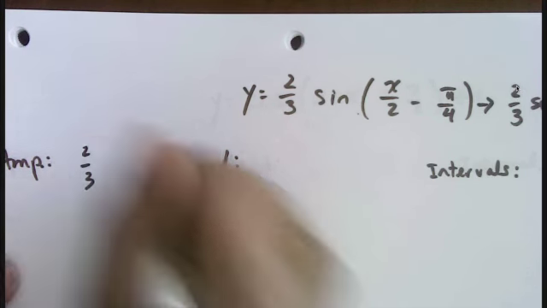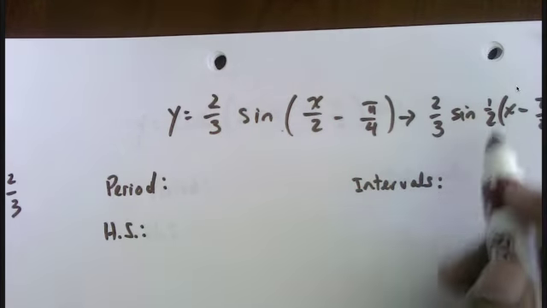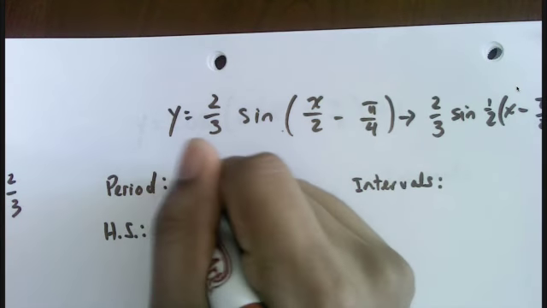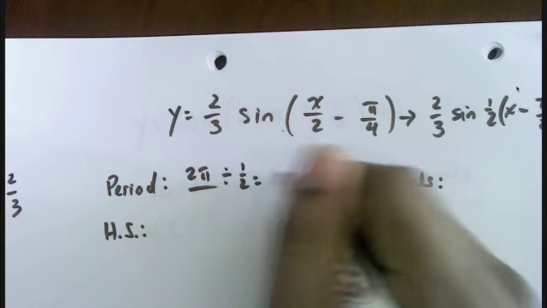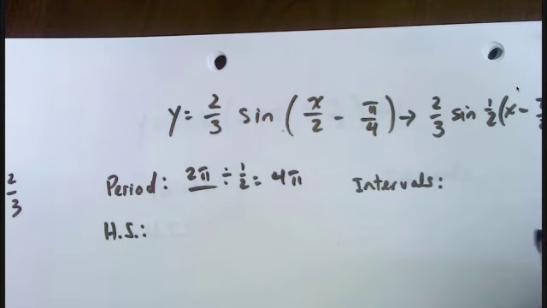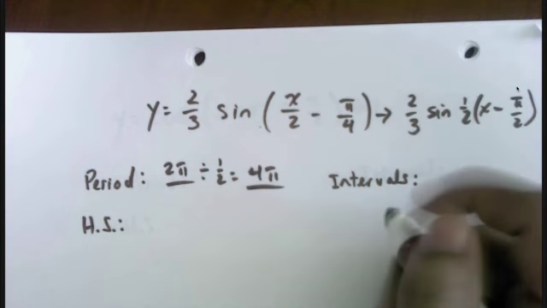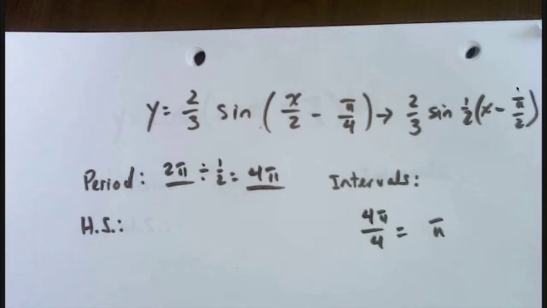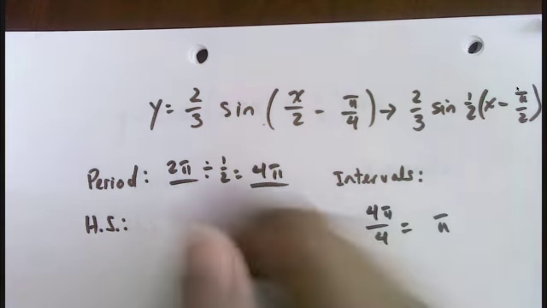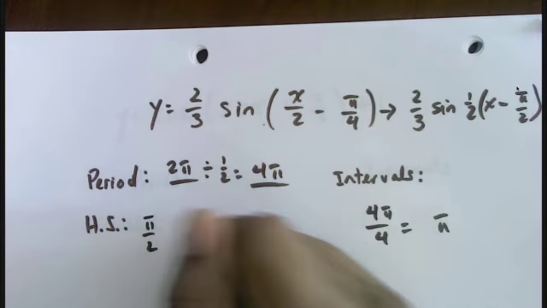The amplitude will be 2 over 3. There is no vertical shift. The period will be 2 pi divided by the b value, which looks like it's going to be 4 pi. My intervals are going to be 4 pi divided by 4, which is pi. My horizontal shift will be pi over 2 units to the right.